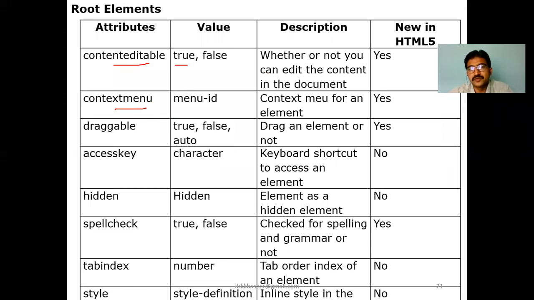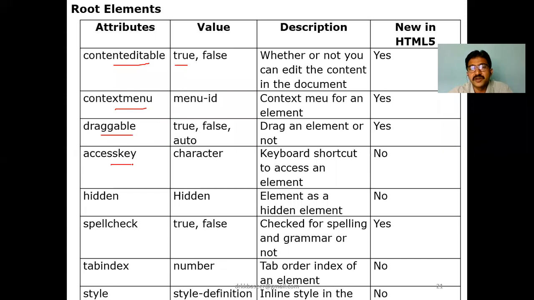Context menu. As I said, the menu can also be displayed in a context menu format. Draggable equal to true means that when you select something, the text in the web page, or when you are moving an image from one location to another location, if you want to move it, use draggable. If you put true, then you can drag that text or that image. If you put false, nobody can drag that image.